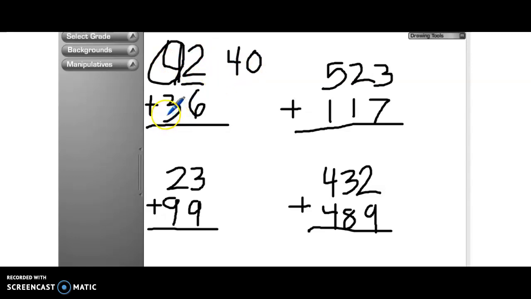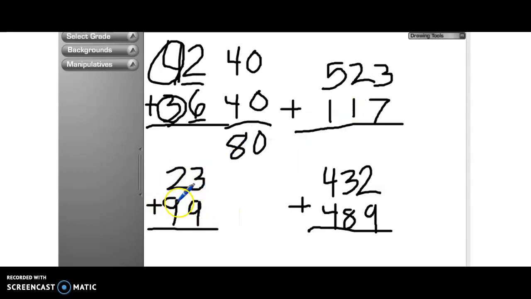Let's try 36. So I'm going to circle the 3, underline the 6. I know the 6 is more than 5, so that turns into a 0, and the 3 turns into a 4. So 42 plus 36, that might be hard to add in our head, but 40 plus 40 is much easier because I know 0 plus 0 is 0, and 4 plus 4 is 8. So again, we're estimating to find these numbers, and we're using compatible numbers to make it easier for ourselves.